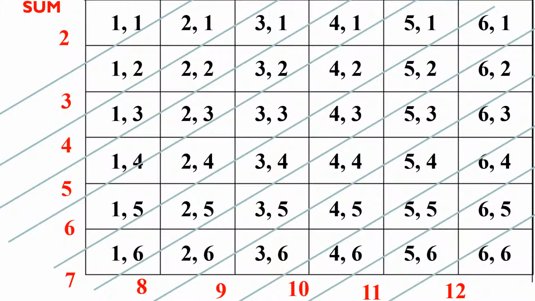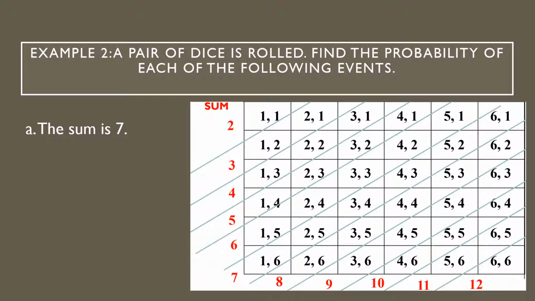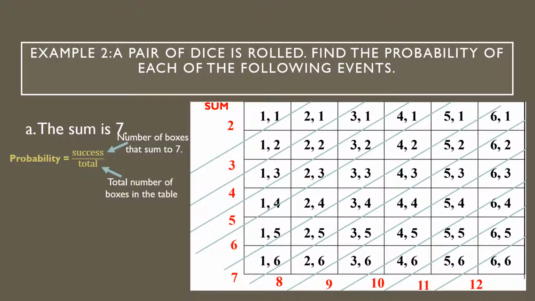All right, so let's use this little table to answer our questions. Here we're looking for the probability that the sum is 7. Recall that probability is success over total. So let's figure out what success and total mean in our problem. Success is going to be the number of boxes in this table that sum to 7. The total is going to be the total number of boxes in the table.